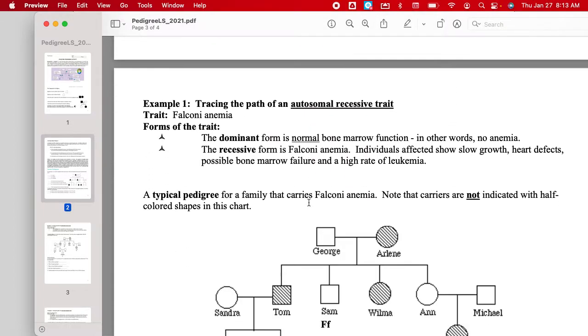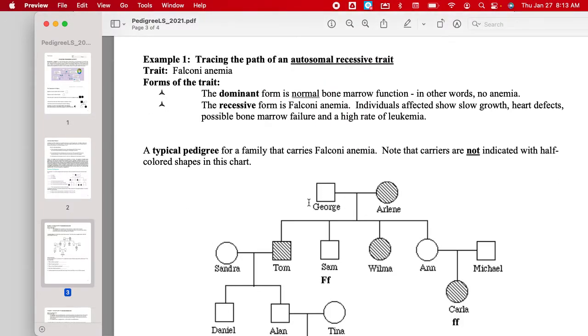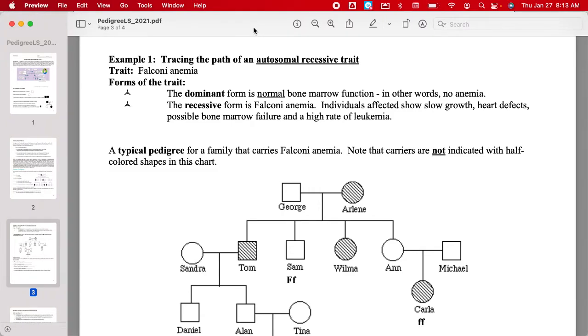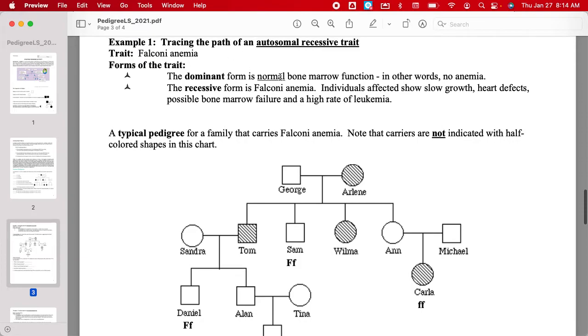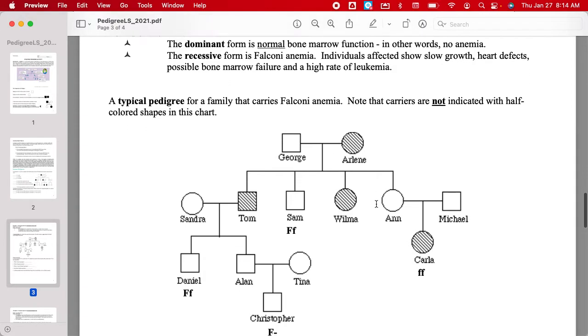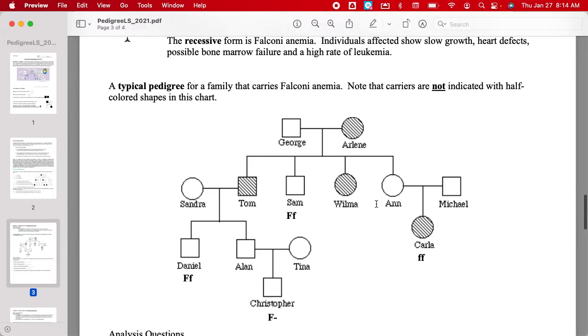Continuing on. Example 1. Tracing the path of an autosomal recessive trait. Trait: Fanconi anemia. Autosomal recessive means that this trait shows up when it's a recessive trait. The only way you can have Fanconi anemia is if you have 2 lowercase letters, and we are going to follow the path of it. So the dominant form is normal bone marrow function, no anemia. The recessive form is Fanconi anemia. Individuals affected show slow growth, heart defects, possible bone marrow failure, and a high rate of leukemia.